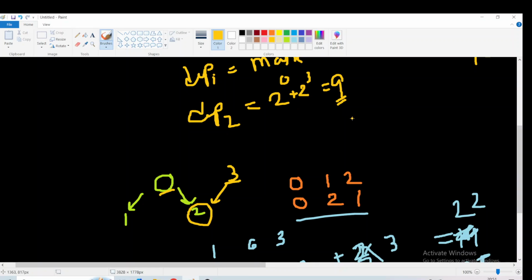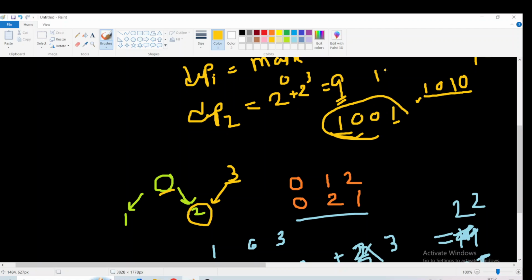Let's say our dependent of 2 is 1001. Third bit is set and the 0th bit is set. Now let's say our mask is 1010. This dependent of 2 is not a subset of this mask, so we can't really mark the second index. But let's say our mask is 1011. 1001 is a subset of 1011, so we can take 2 in that case.